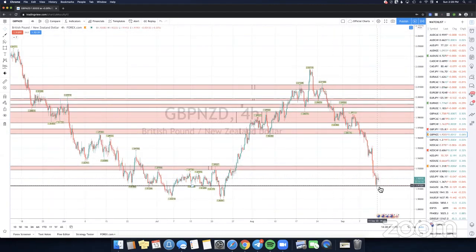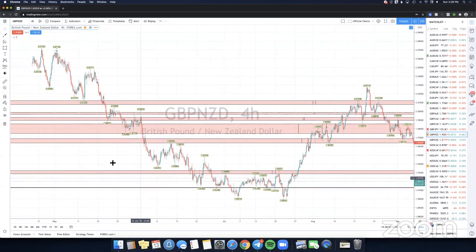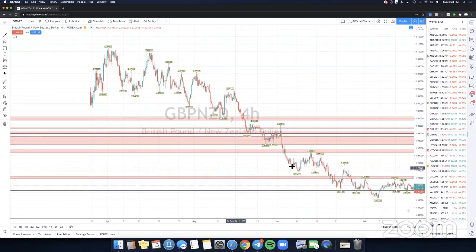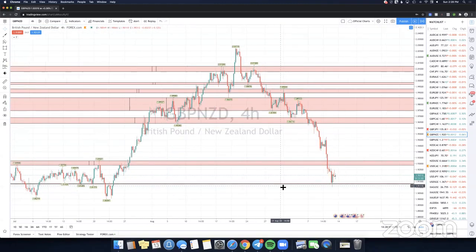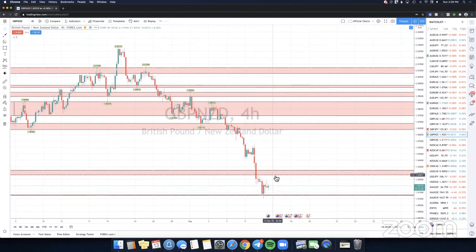Price rejected off this lower zone on September 11. It also tested there on June 20th. So you can see that the data goes back pretty far. But looking at GN right here, the upper zone is going to be at 1.9289. The lower zone is going to be at 1.9130.